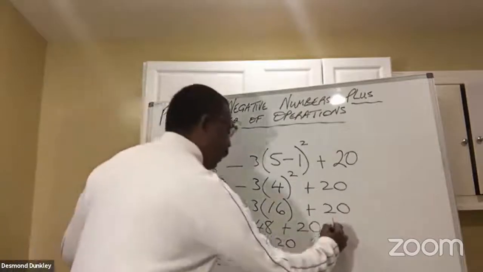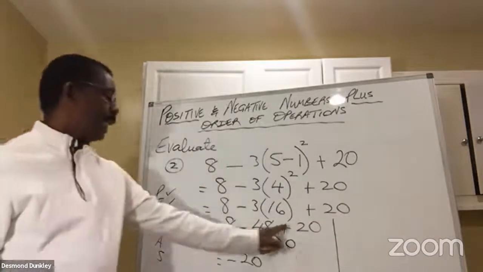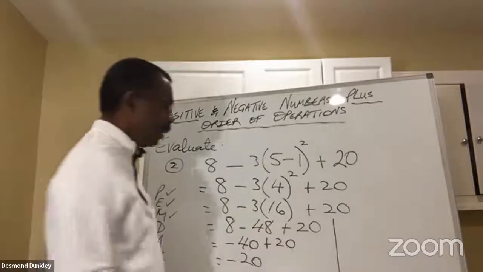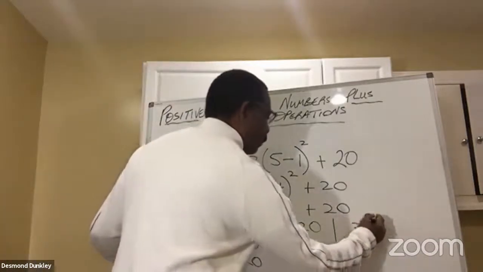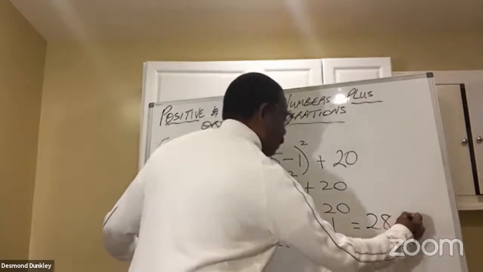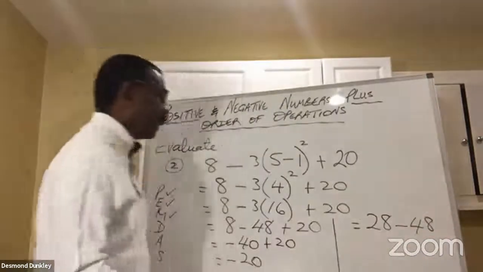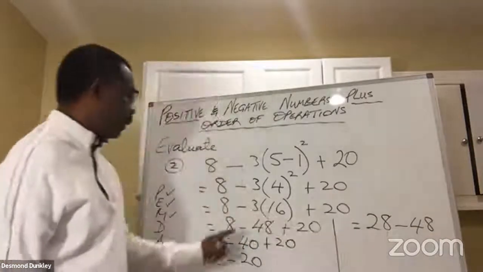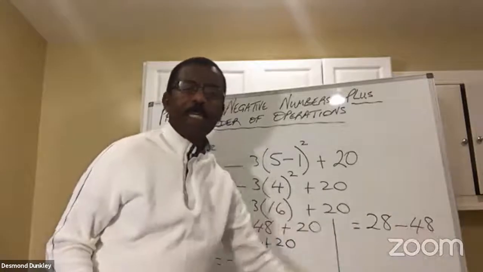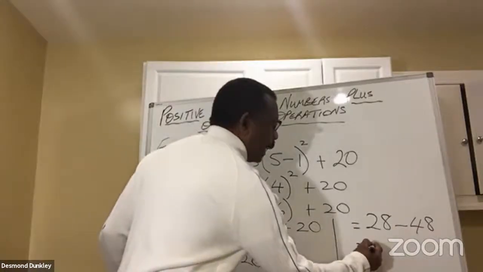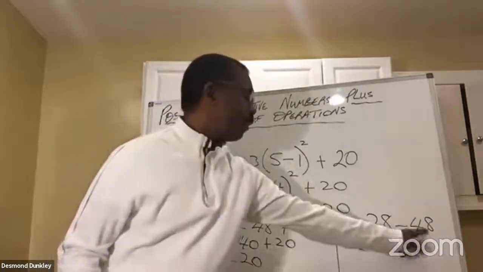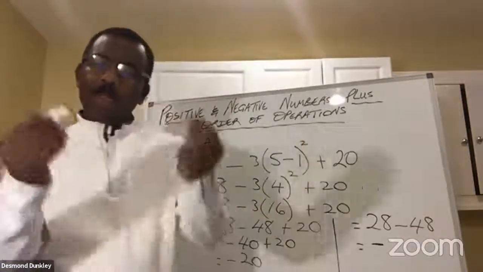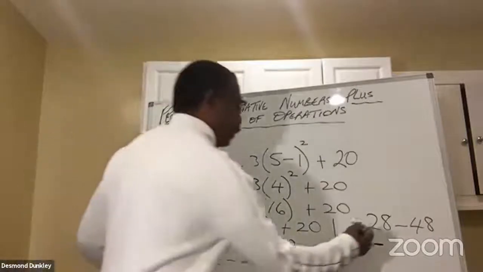Suppose I've done it the other way. Suppose I've done the addition first. 8 plus 20 is 28. Take away 48. Look what I did. I said, let me add the 20. 20 plus 8 is 28. 28, take away 48. Again, I'm taking away a larger number from a smaller number, and that's a negative. And the difference between 28 and 48 is 20.